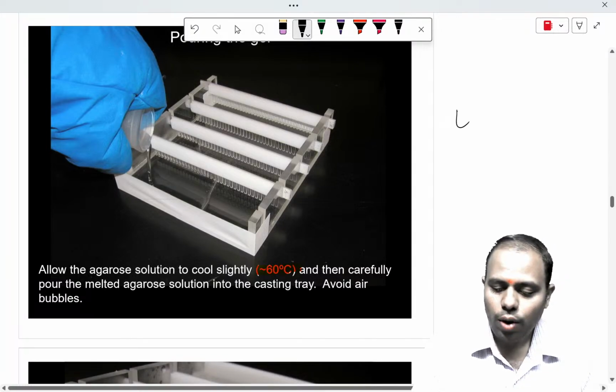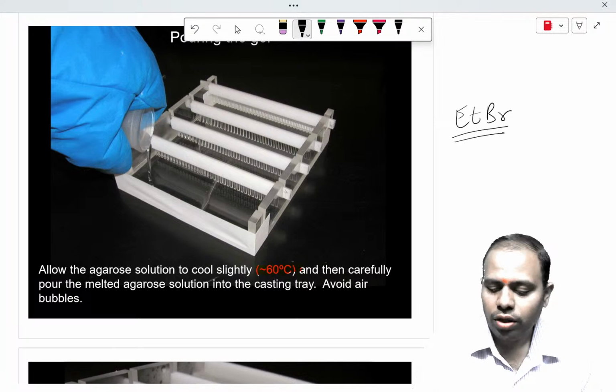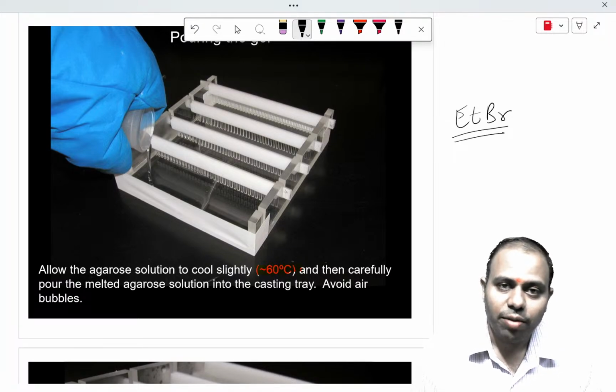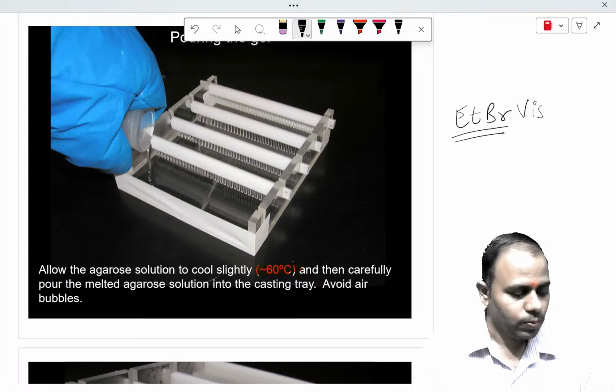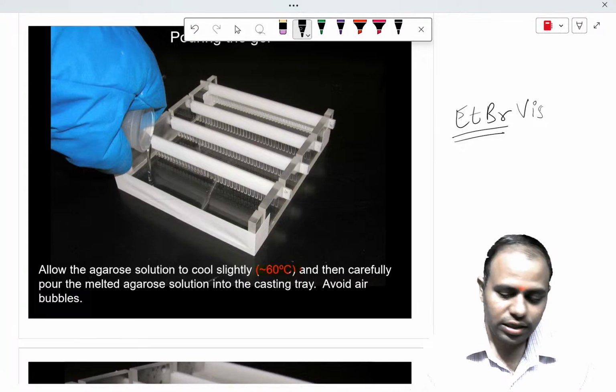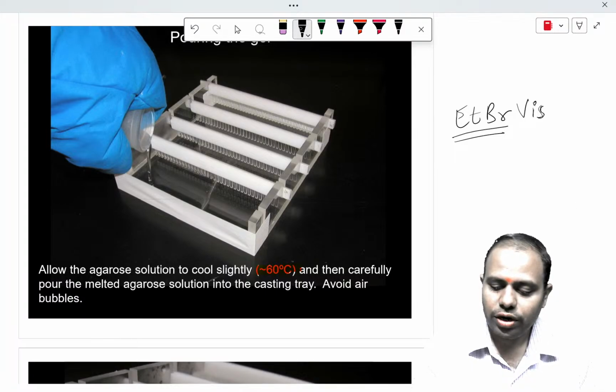Generally we cannot see the DNA, remember. So we have to add EtBr for its visualization. It is a visualizing dye. This dye is very important. Why is it important? See, it is a visualization dye.